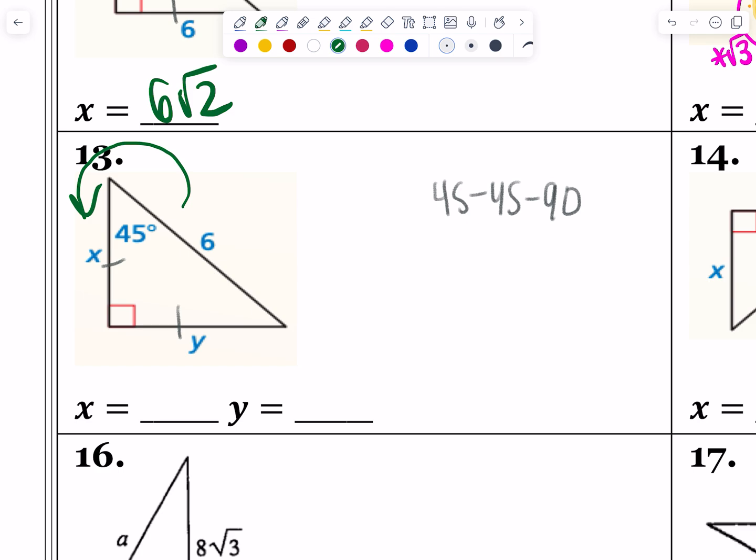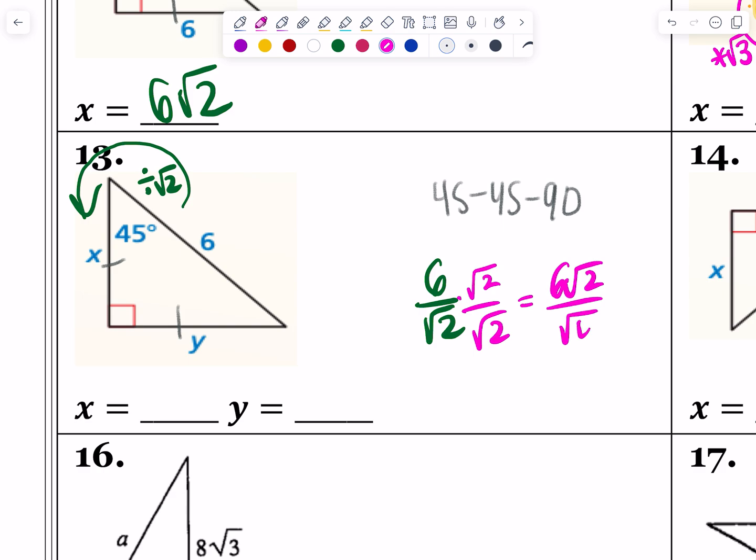And so what is the inverse of multiplying by root 2? I'm going to divide by root 2. So watch what happens when you do that. We have a radical in the denominator, so we're going to have to rationalize our denominator by multiplying by root 2 over root 2. This becomes 6 root 2 over root 4. So this is 6 root 2 over 2. We can simplify those whole numbers. 6 divided by 2 gives me 3 root 2. So both of my legs are going to be 3 root 2.